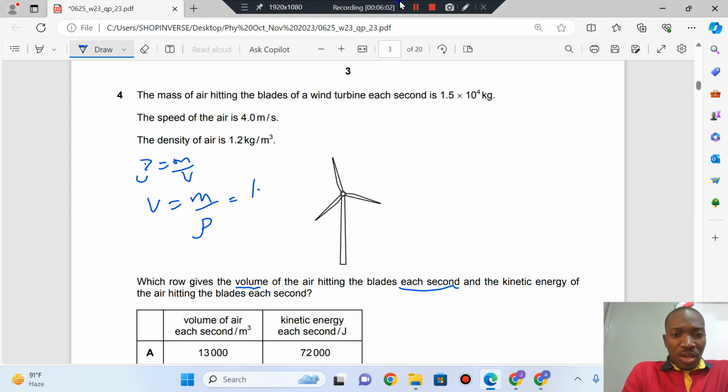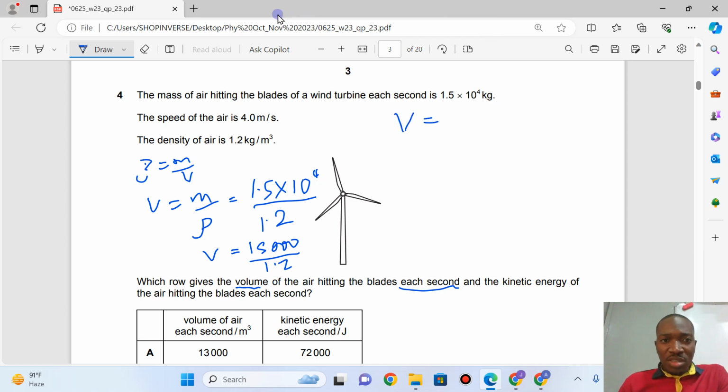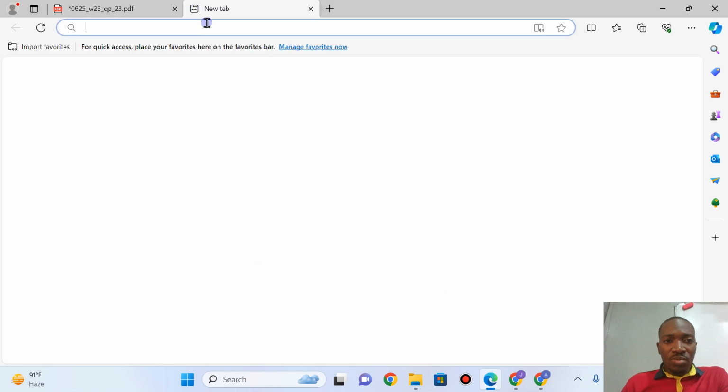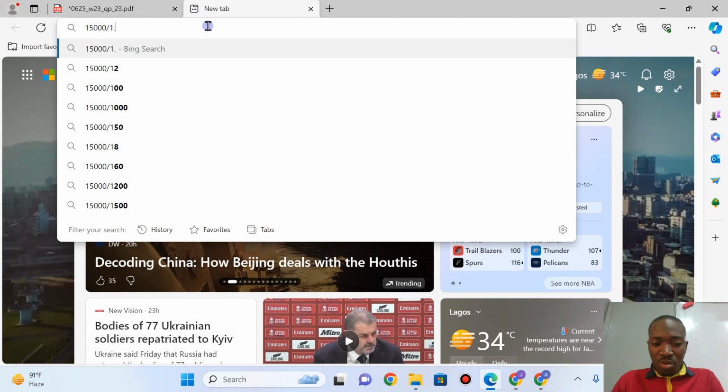What's the mass of the air? 1.5 times 10 to the power 4. What's the density of air? 1.2 kilogram per meter cube. So we divide 15,000 by 1.2. Okay, so we have the volume of the air as, let me divide 15,000 by 1.2.